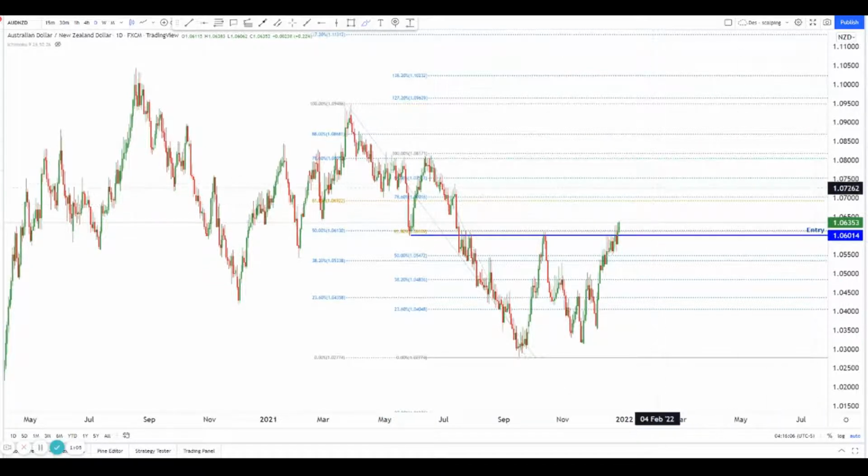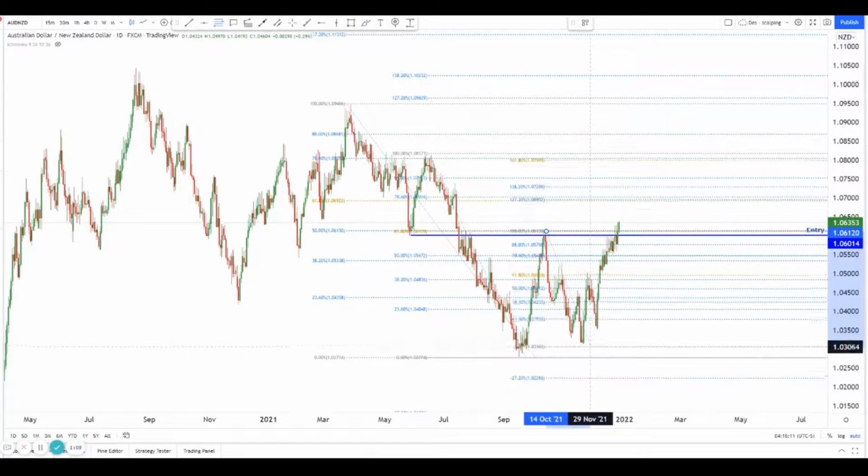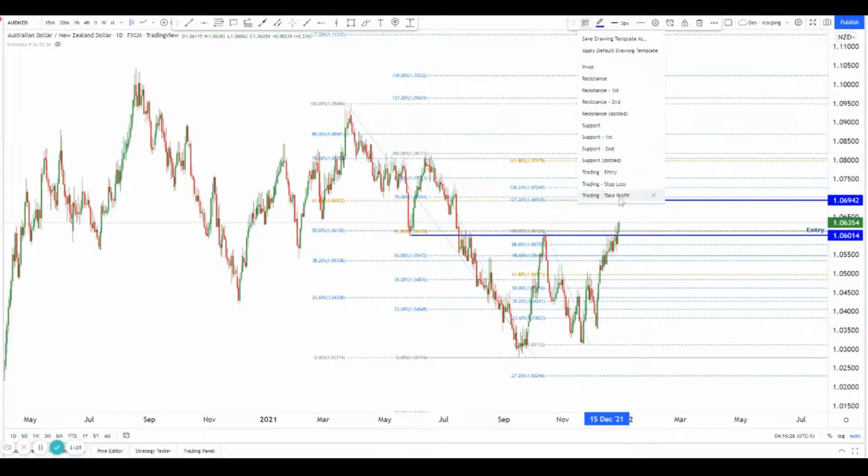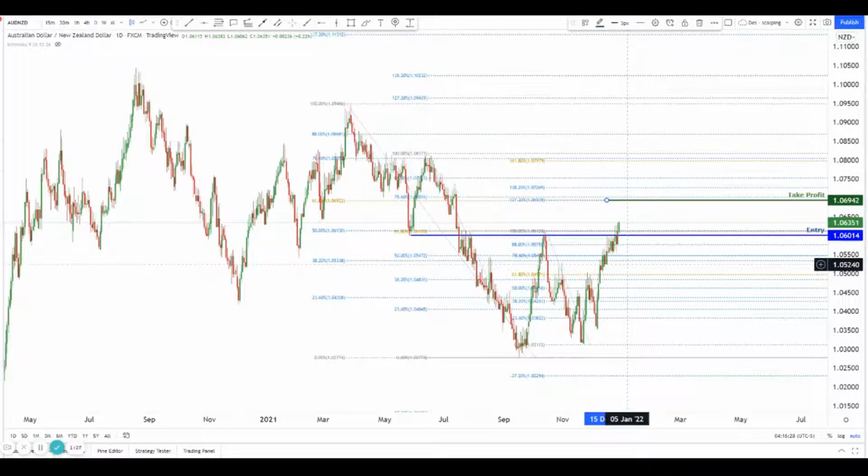Now the question is how far up. This is where I do my little Fibonacci extension, and I can see a lot of the levels are lining up nicely here. 127, 78.6, and the 61.8 all lining up over here. So I'm going to use this as my take profit level. I'm going to put it over here. I expect price to make a push up to there.